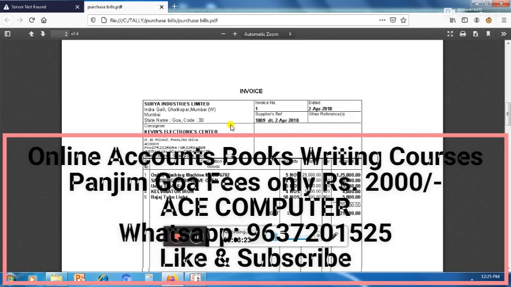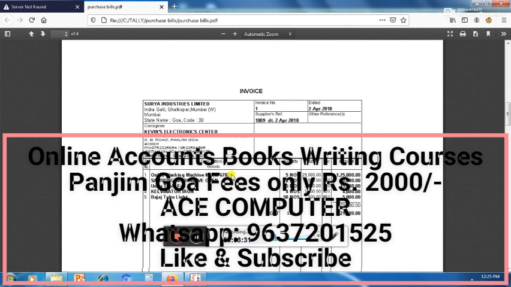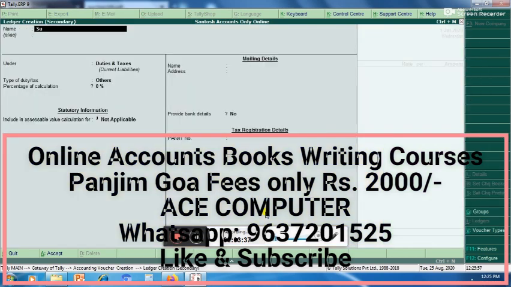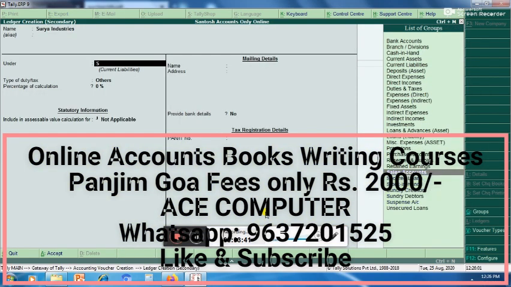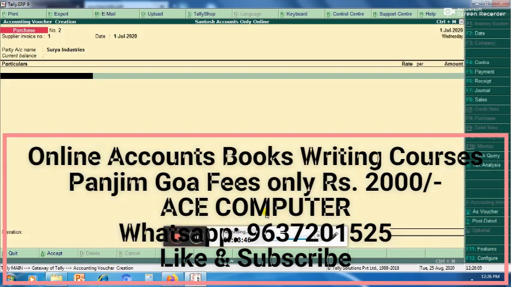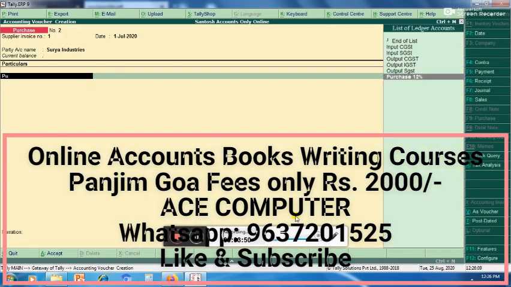Now, on this bill, we have purchased goods from Surya Industries Limited. Invoice number 1, date is so and so. IGST is there on the bill. How much? 12%. So I'll say invoice number 1, date is so and so. Surya Industries. Sundry creditor, remember. Here it is purchase IGST 12%. Can I refer to the same ledger?